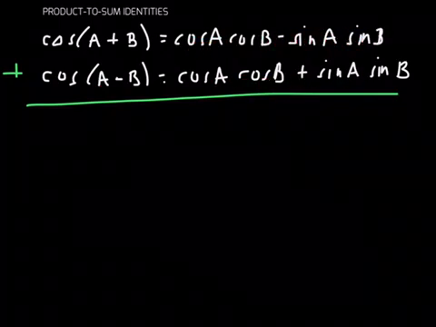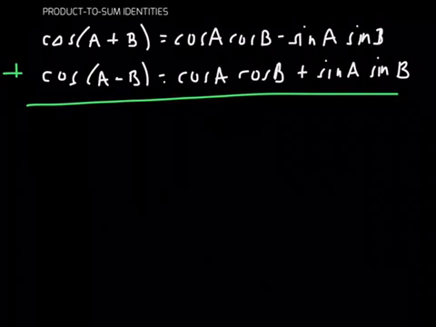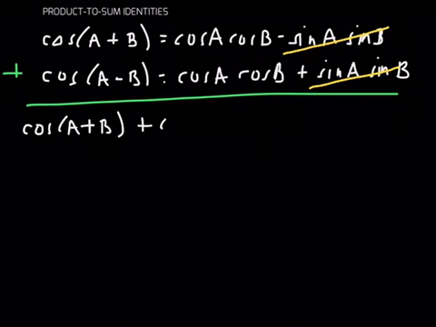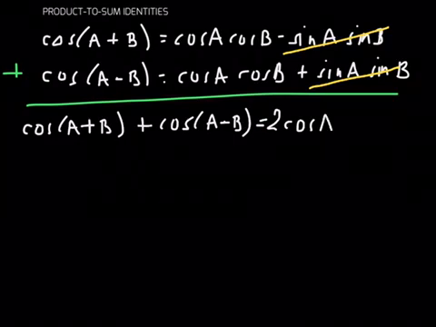Well, first of all, notice on the right-hand side, you would get negative sine A sine B plus sine A sine B. Those would cancel for sure. So then on the left, you would just have cosine of A plus B plus cosine of A minus B. And all of this is equal to the right-hand side, which is just 2 times cosine A times cosine of B. We're just about done.